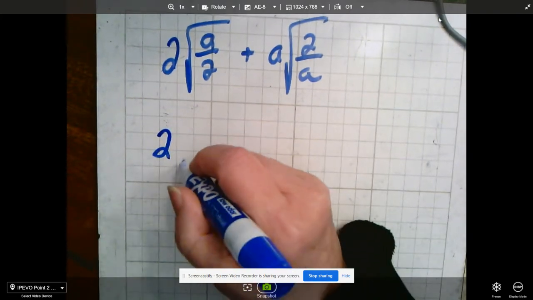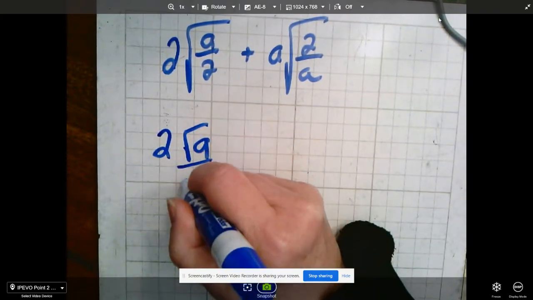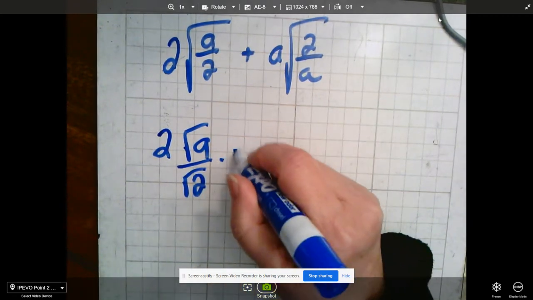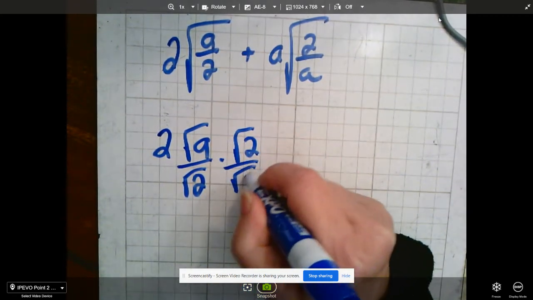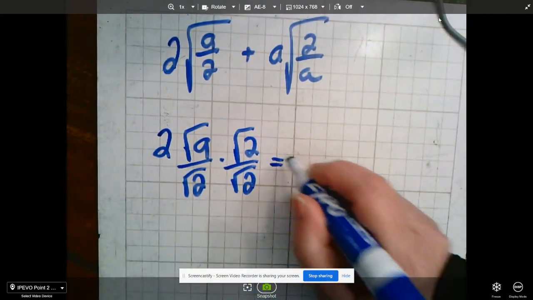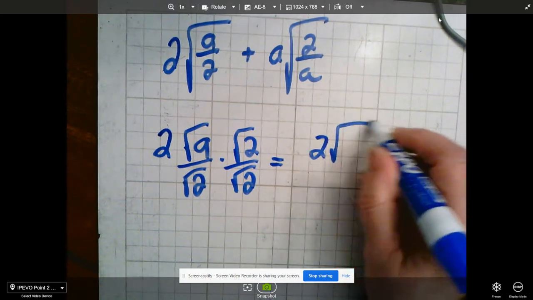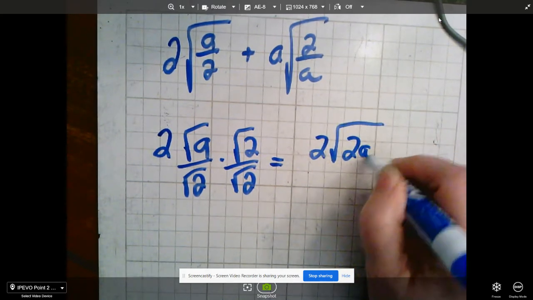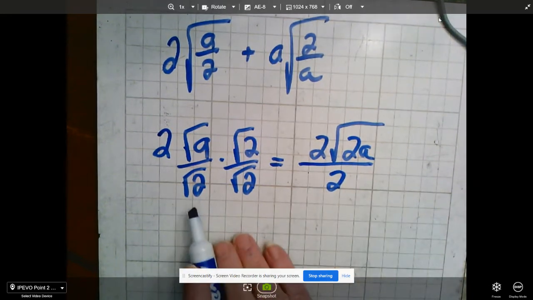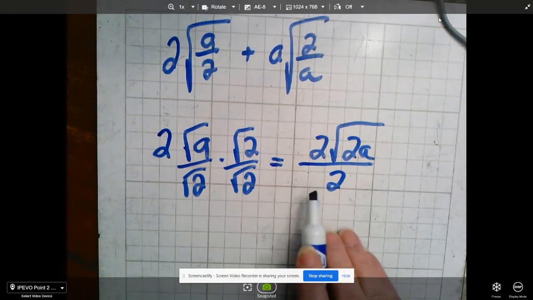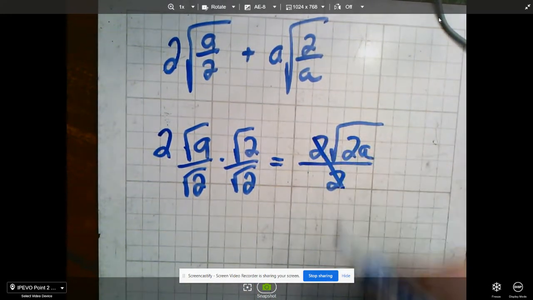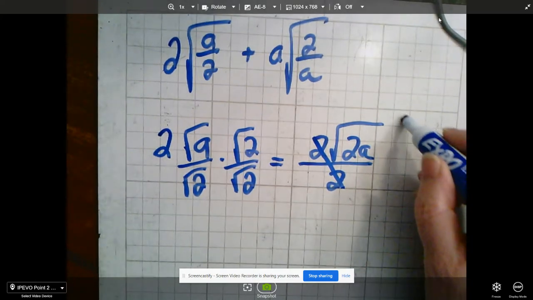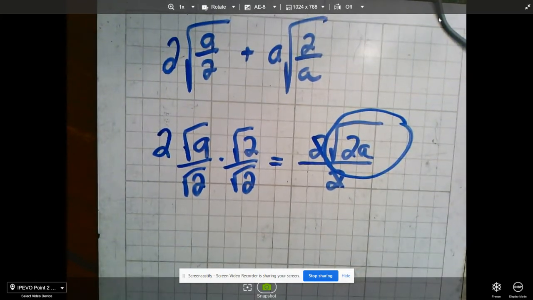So I'm going to have 2, and I have the square root of a over the square root of 2. I'm going to multiply that by the square root of 2 over the square root of 2. So this one will become 2 times the square root of 2a all over 2, because the square root of 2 times the square root of 2 is just 2. And then these 2's just cancel out. So this just becomes the square root of 2a.